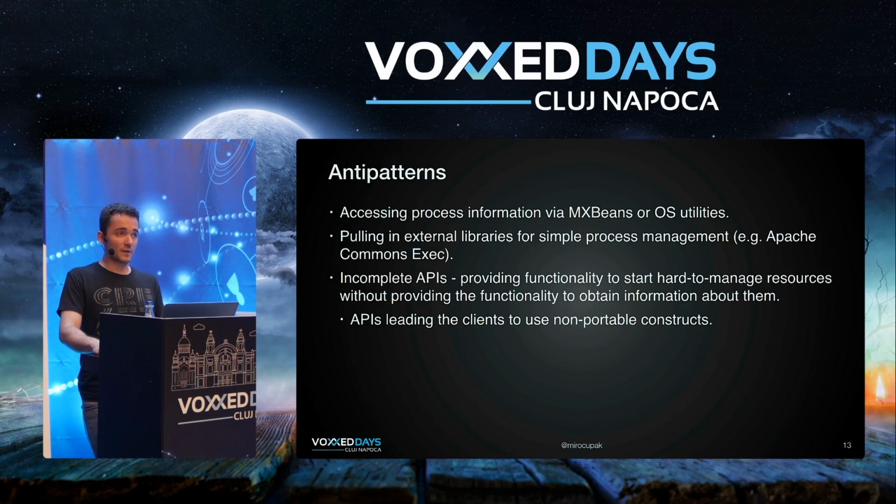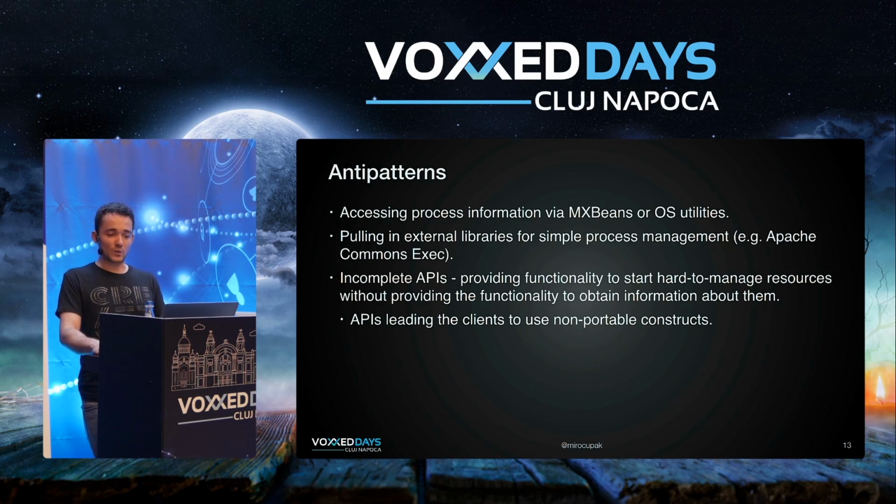In terms of anti-patterns, it's now an anti-pattern to use JMX or external utilities of your operating system to obtain information about running processes from your Java code. Simply because there's now a better way to do this directly with the JDK. Similarly, don't pull in external dependencies for process management unless you need something really specialized. For the simple stuff, an external dependency would just increase the surface your developers need to understand. Just use the JDK.